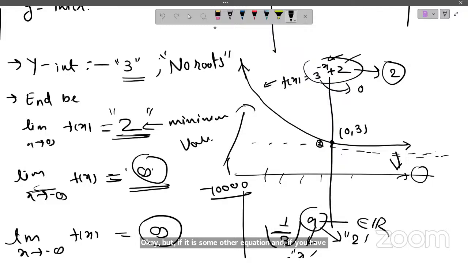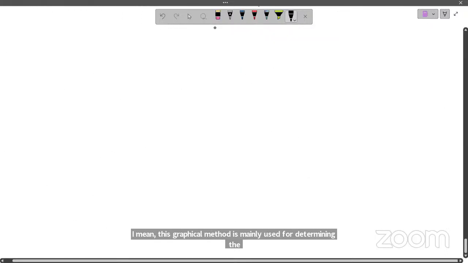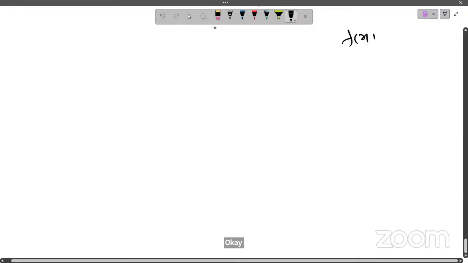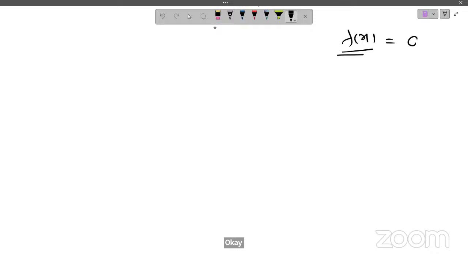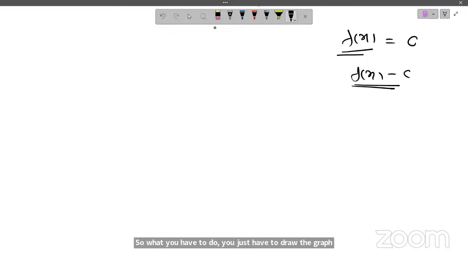Then you have problems. That's why this graphical method is mainly used for determining the roots. There are some problems where you are given some complicated f of x which is equal to some constant. What you have to do is draw the graph of f of x minus c and look at where it intersects the x-axis. If not, then there are no roots, right? Okay.